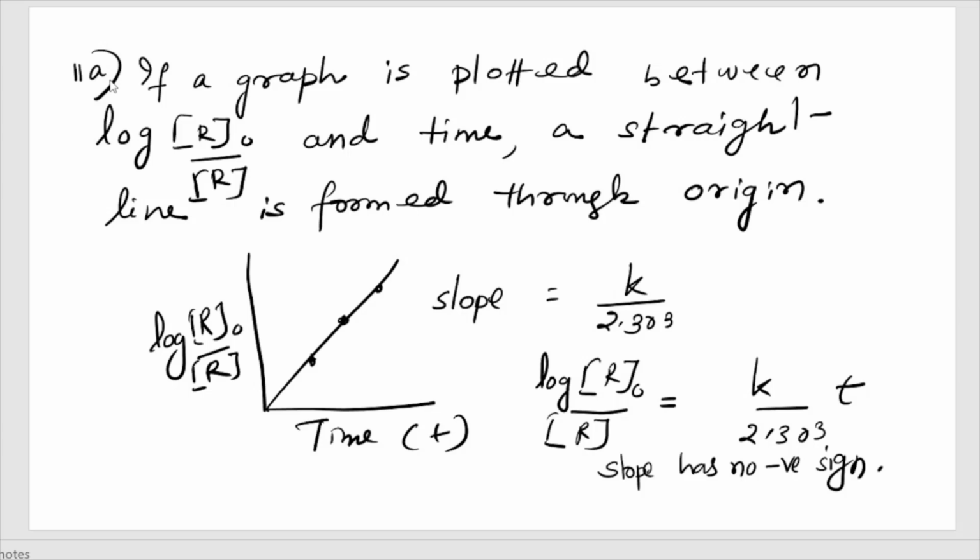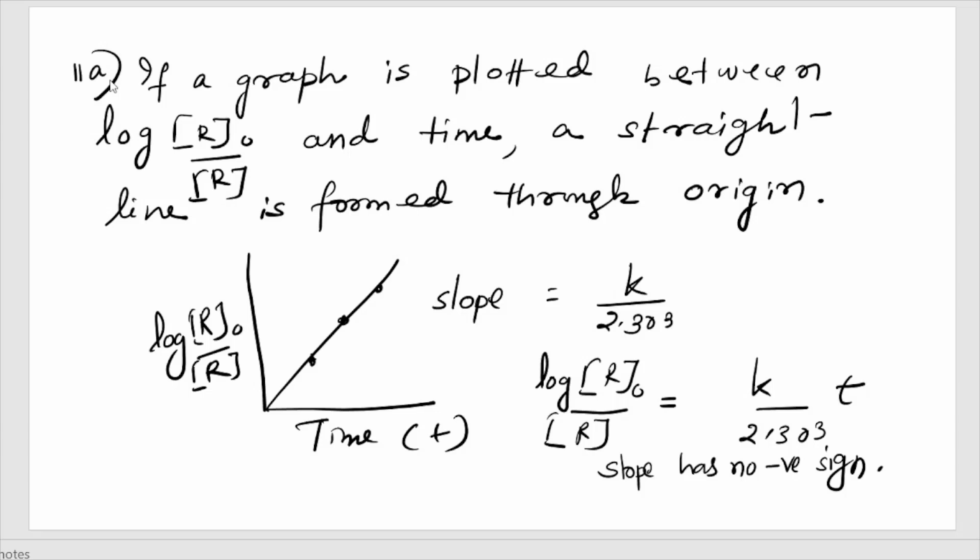Here, the graph is plotted between log R0 by R. R0 means the initial concentration, written as R in square brackets with 0. And R means the concentration of the reactant at a particular time. So you write here R molar concentration. If the graph is plotted between log R0 by R and time, what are you getting? A straight line, and it crosses the origin. Here you will see the straight line is formed crossing the origin.